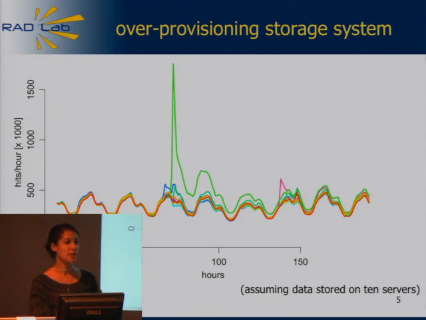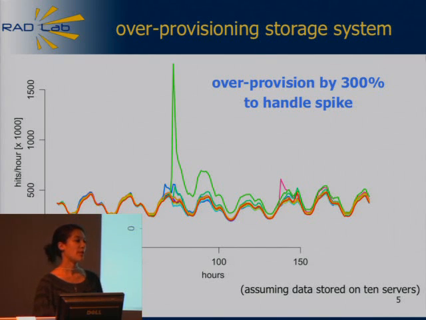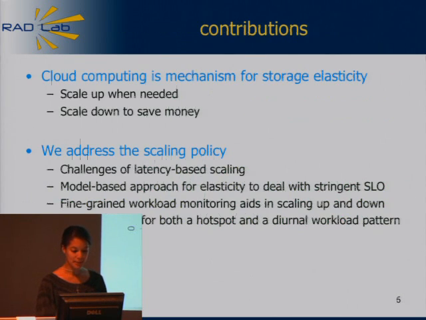If we wanted enough servers in our cluster to support this kind of spike for any data item that might occur at any time, we would have to over-provision by 300%. Obviously, we don't want that. We want some sort of dynamic solution, and that's what I'll be talking about today.